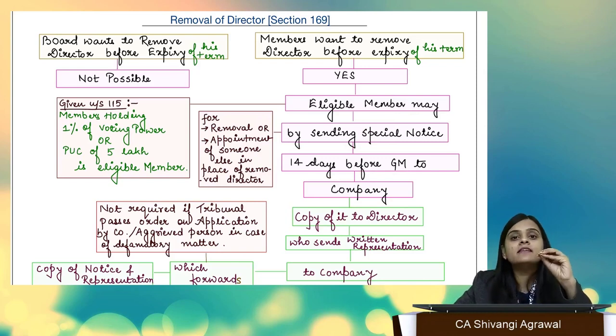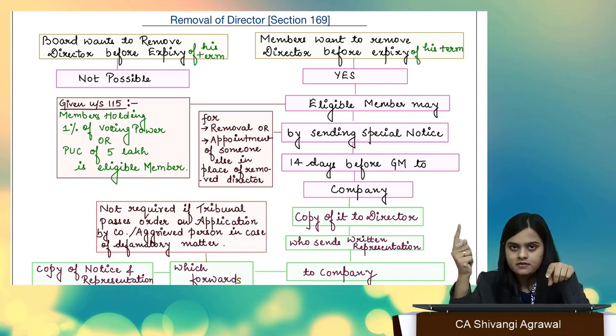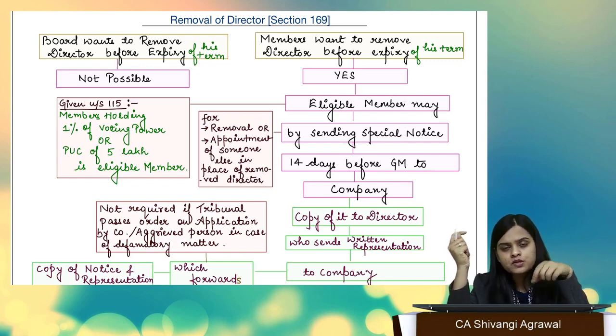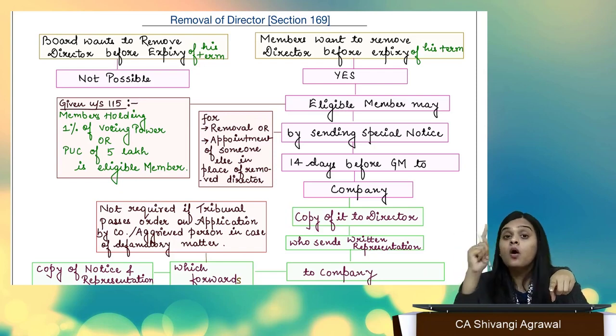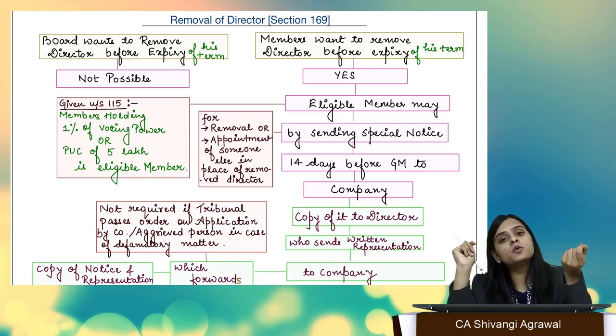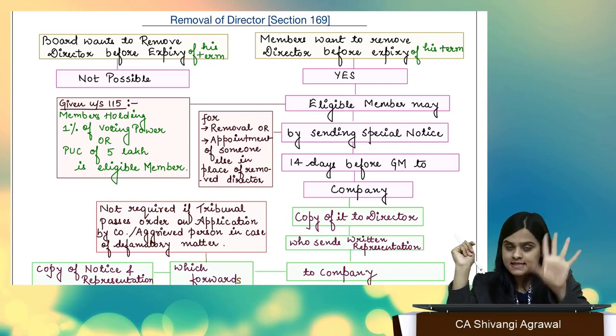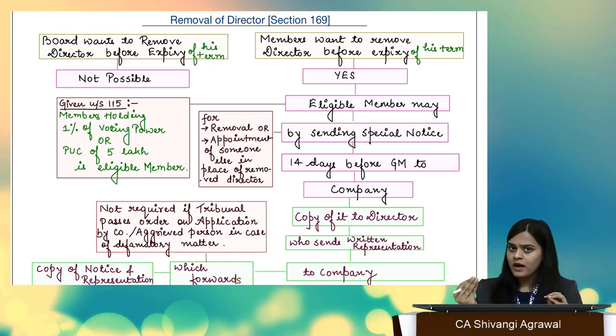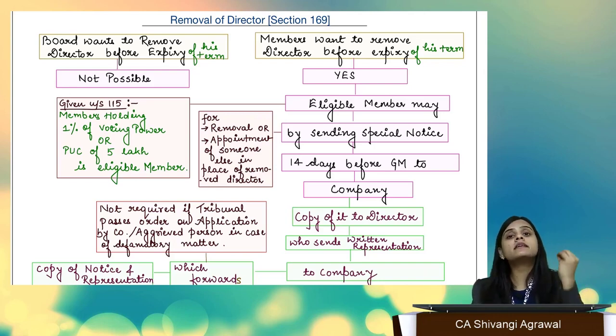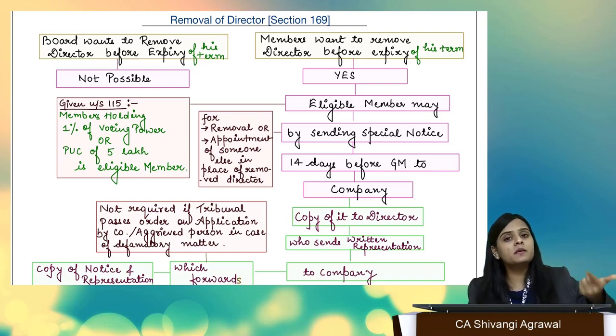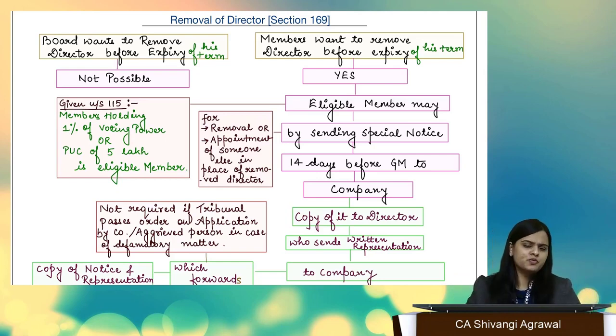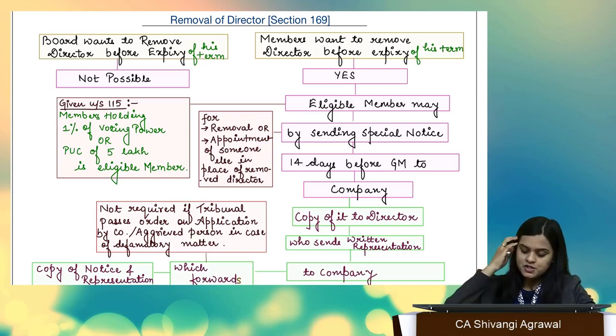This special notice can contain two things. One, we intend to propose the removal of Mr. X as a director. Point number one. Or it may say, we intend to propose to remove Mr. X as a director and appoint Mr. Y in his place. So there are two situations. One is you just want removal, and the second is you want replacement. So when you want replacement, you suggest a name also. And when you want removal, it's just removal, right? So there can be two probable situations. So you give this special notice to the company.